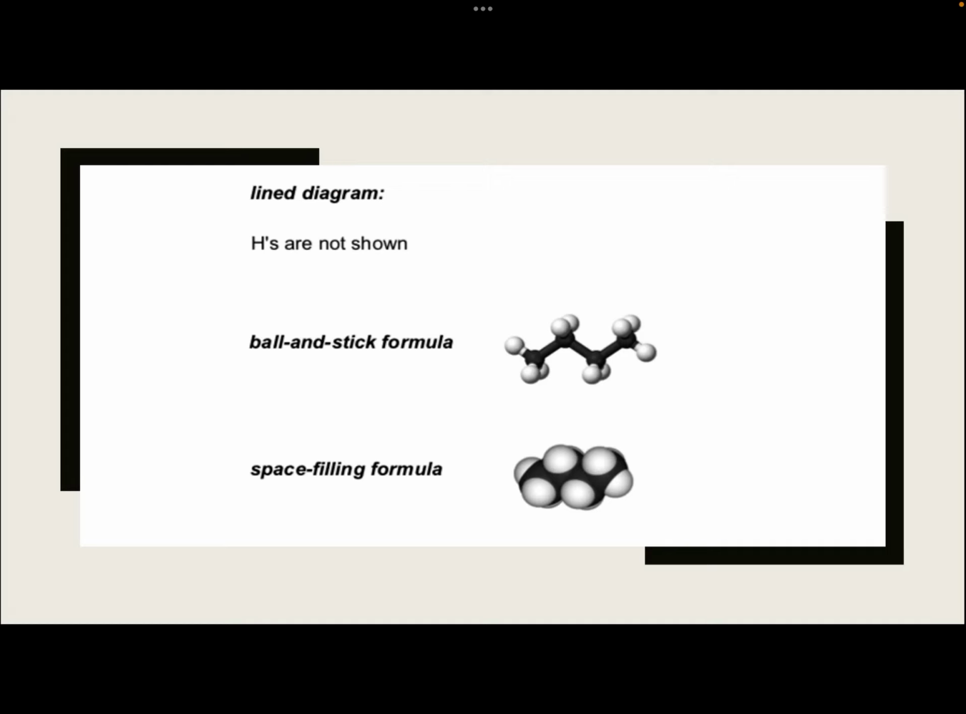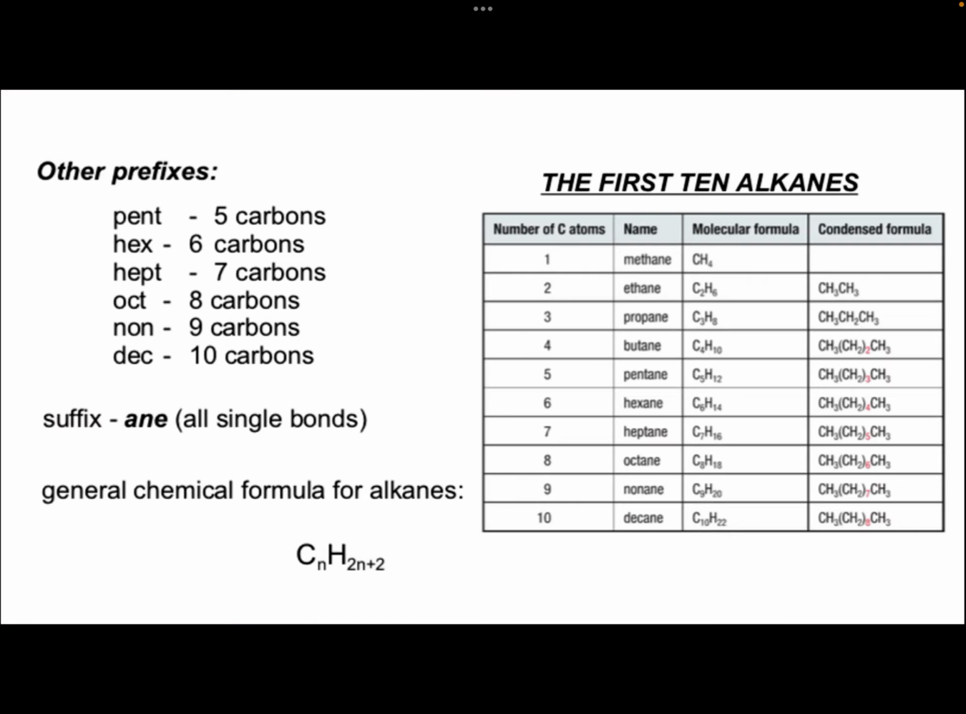If you were to draw the line diagram, where the H's are not shown, once again, we look like we're doing zigzags now because that's literally what it is. And we're showing all of the carbons. So we have 4 points here because there are 4 carbons, then the ball and stick, and the space filling formula. These are all very important. I would star this page if I were you.